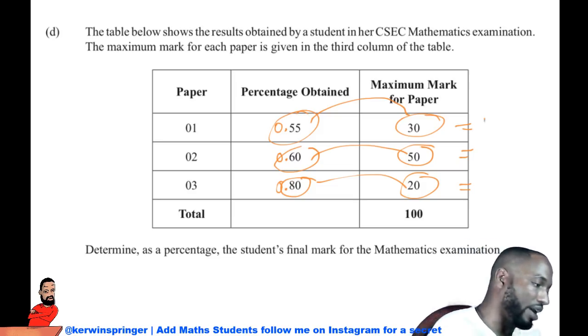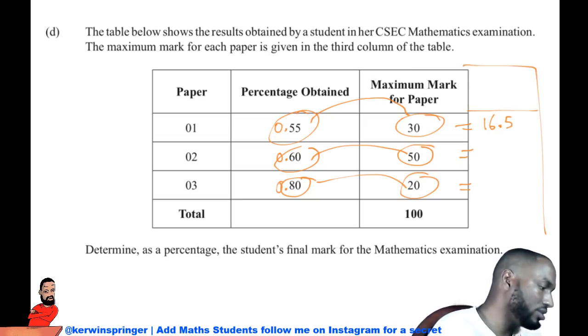0.55 times 30, we got 16.5. So this means she got 16.5. They didn't specify the units. This is the mark that they got. They got 55% of 30.